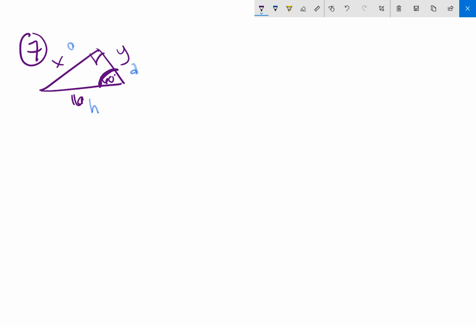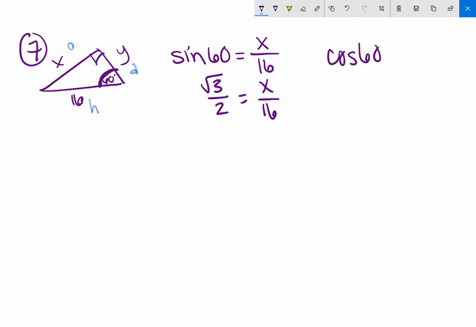So with this one, if I want to find x first, I'm going to use sine of 45. See, I'm so used to it. Sine of 60 degrees equals opposite x over hypotenuse 16. And then sine of 60, just to remind you, is the square root of 3 over 2. And then if I want y, I'm just going to do the cosine of 60 equals y over 16. And then cosine of 60 is 1/2. So then you'll just cross multiply and solve that.